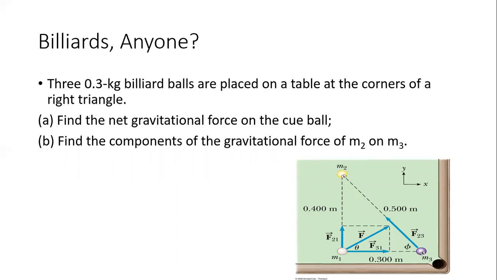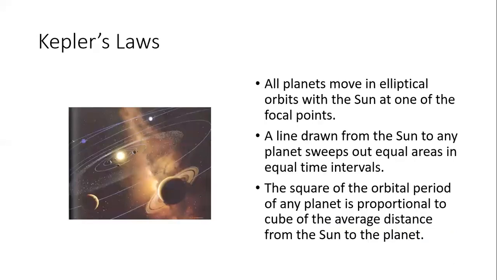Billiards example. This is an example. Three 0.3 kilogram billiard balls are placed on a table at the corners of a right angle. A. Find the net gravitational force on the cue ball. B. Find the magnitude of the gravitational force of M2 on M3.